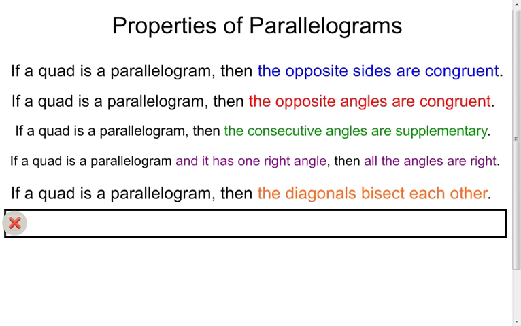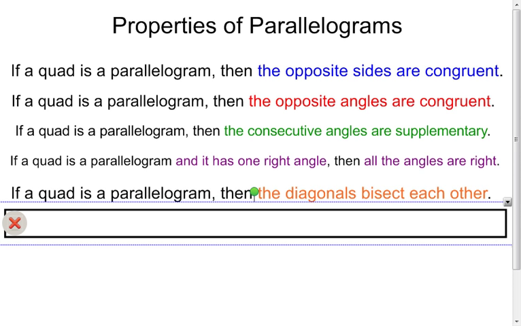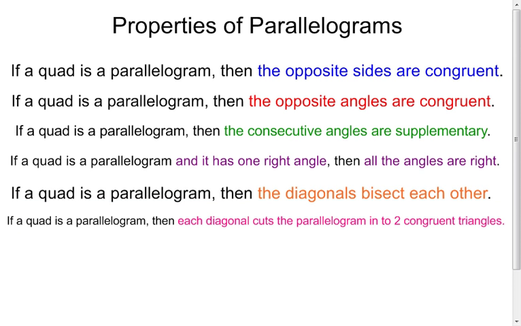My next one deals with the diagonals. When you looked at the two diagonals, they're always going to bisect each other, cut each other in half. And the last one I have, if you just take one diagonal and put it into a parallelogram, it creates two triangles, and those two triangles are congruent. Now it doesn't matter which diagonal you use, both of them will do the same thing.